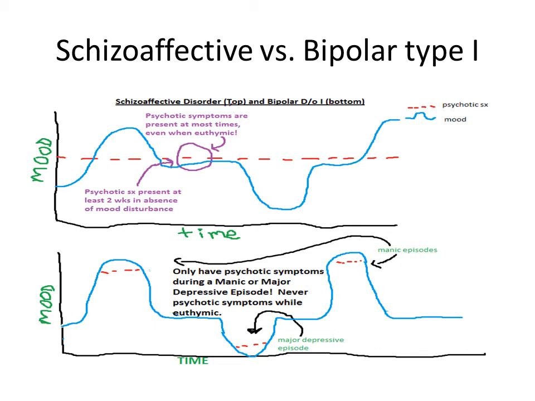So this person's getting manic or hypomanic, now they're euthymic, and now they're depressed. But their psychotic symptoms are always there, even when they're euthymic, and they have to be there for at least 2 weeks, as per the DSM. Versus bipolar, where they only have them in these episodes only.